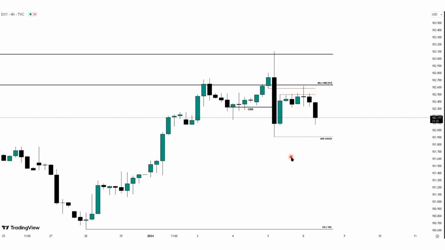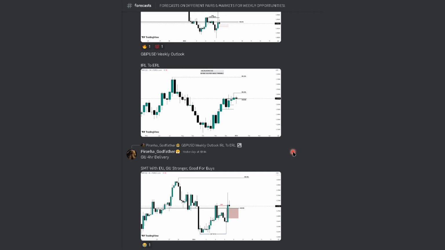And before I dive into the GBP USD trade, we need to confirm between GBP and Euro USD which one was bound to be the much stronger pair, right? So by doing that, we need to look at what? We need to look at Euro USD and GBP and compare them. So as you can see on this Discord discussion here, we said SMT with GU, with EU, right? So GU is stronger, good for buys. And I'll explain this part once I get into the Euro USD chart in a moment.